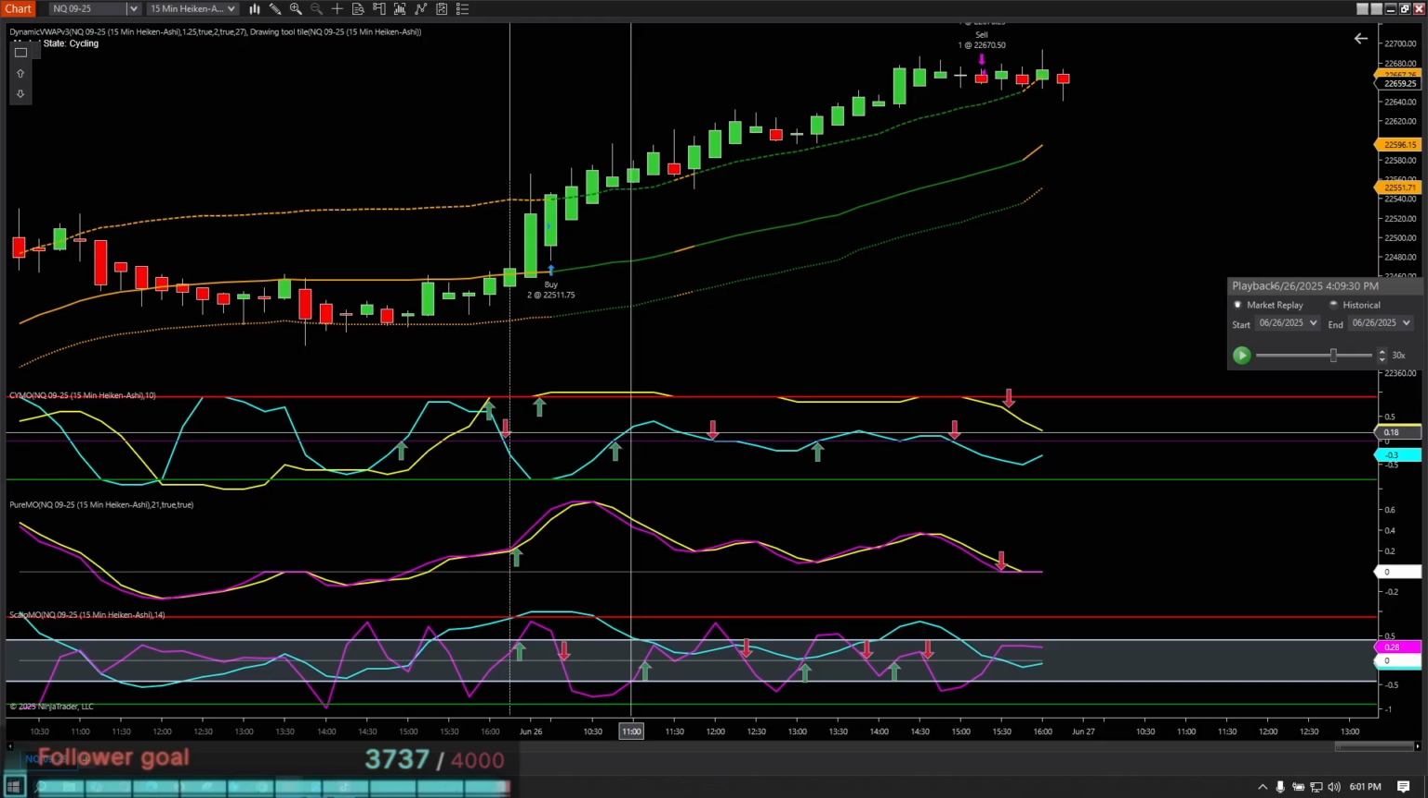Now, for our current subscribers, here's your challenge. Recreate the session. Use the 15-minute chart. Plot your CYMO, your PureMO, your ScalpMO indicators. Try to spot the time and trades I took without cheating, all right? Mark your entries and exits, take the screenshots, post them on Discord. This is how you sharpen your skills. This is how you build your edge.